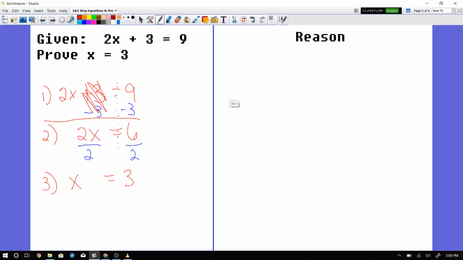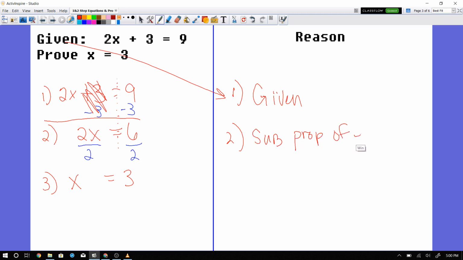Now, what was the reason? Well, the reason we started off with the problem is because it was given. And don't think of given as some obscure word. It means that that's what they gave you to start proving it. The second step, the way that we got there was we did minus 3 to both sides. So we did the subtraction property of equality.